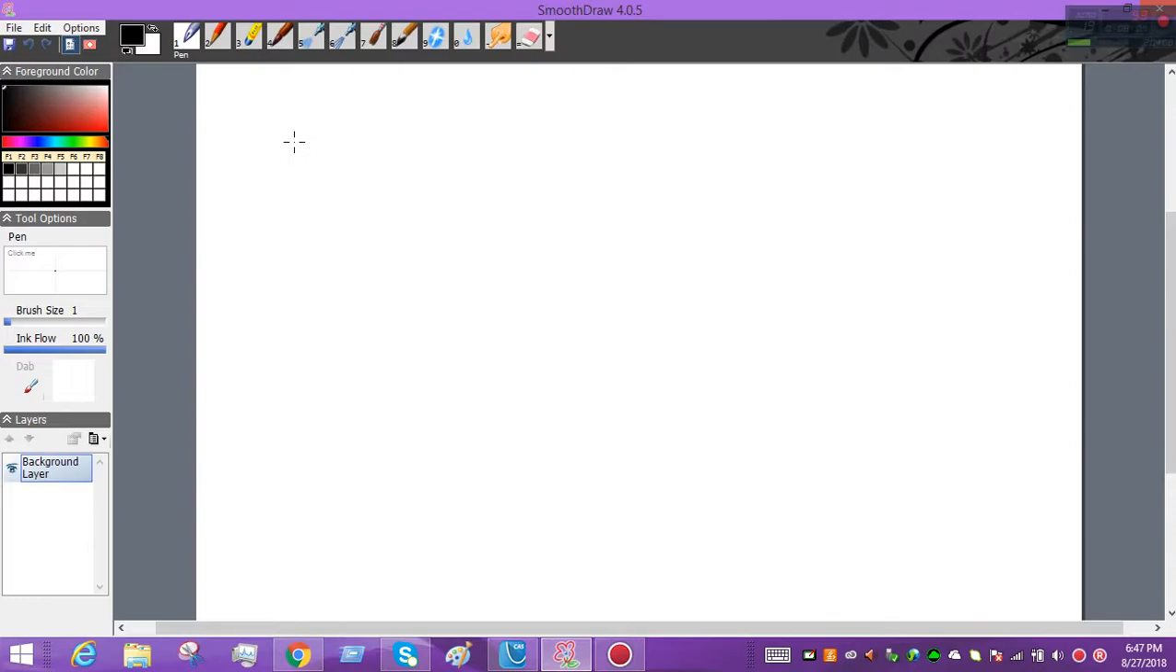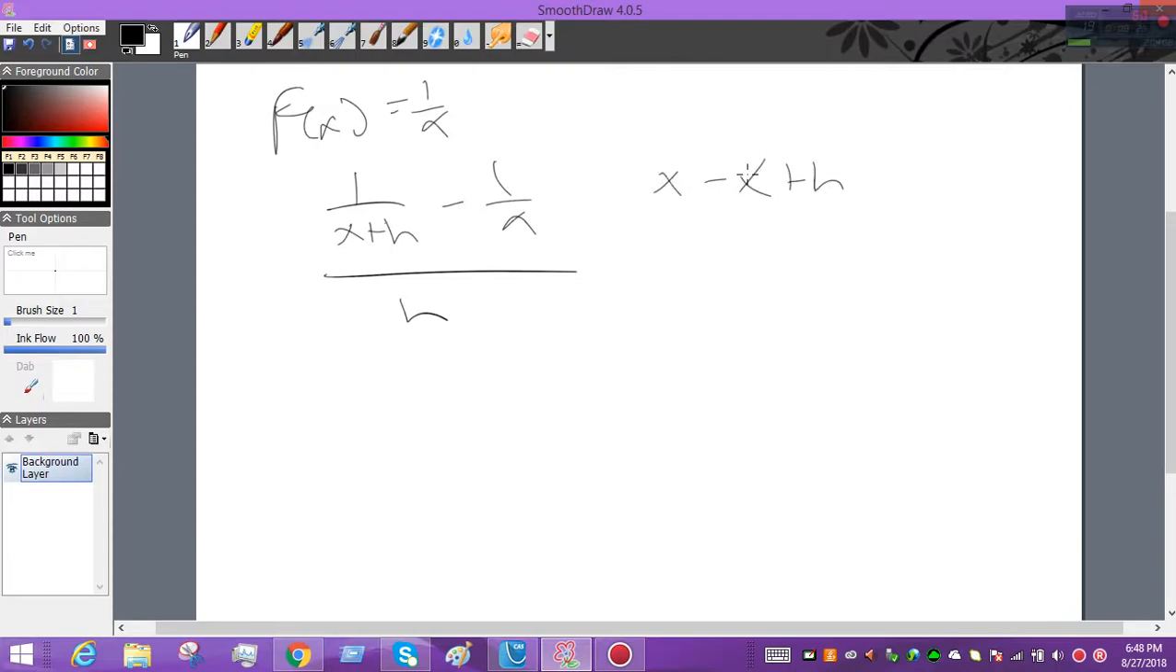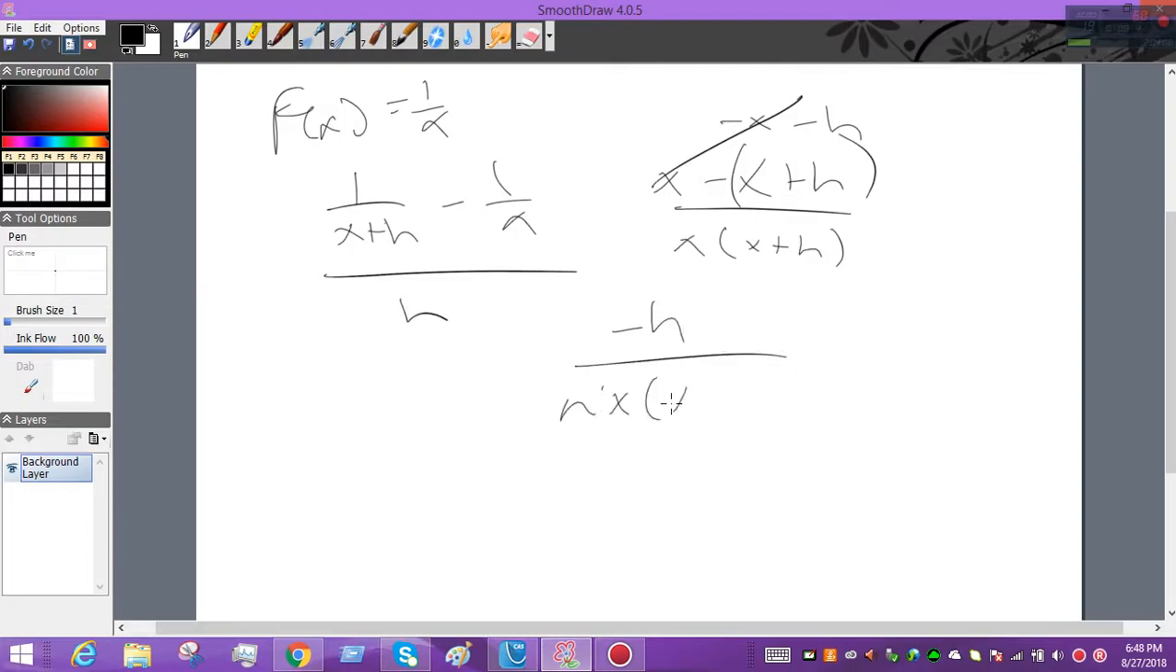Okay, so our last one will be f of x equals 1 over x. We can rewrite this as 1 over x plus h minus 1 over x, all of that over h. Multiply to get common denominators. So we get x minus x plus h, all that over x plus h. Okay, so we get negative x and negative h. Those cancel out, so this will carry down to the denominator. So we get negative h over h times x plus h. These cancel out, so we get negative 1.